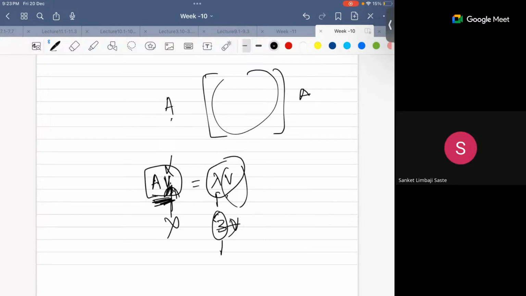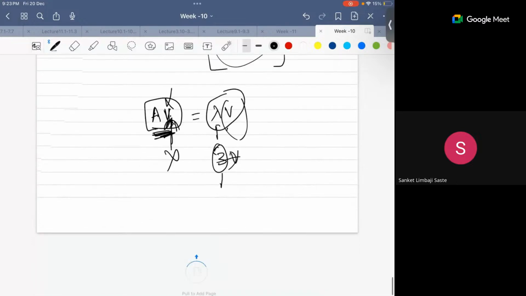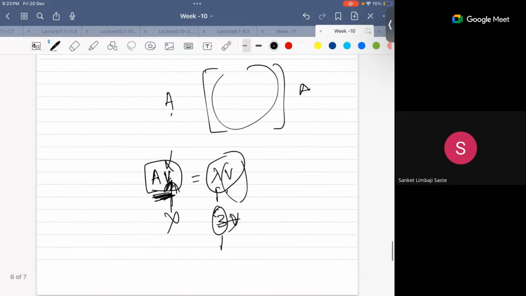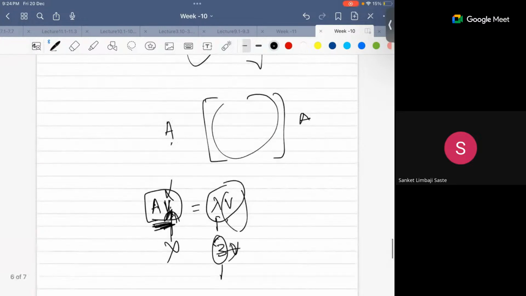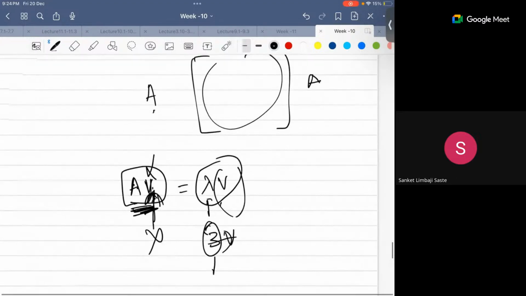So the lambda can be any real number, sir. Lambda can be any values. It will be some complex number also. Mostly it will not be given in the form of a complex, but yeah, it can be in the form of a complex also. Okay, sir.